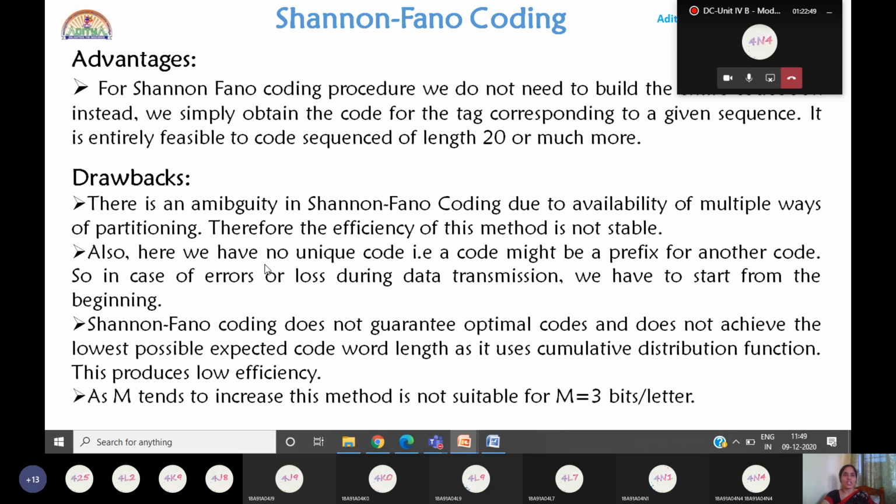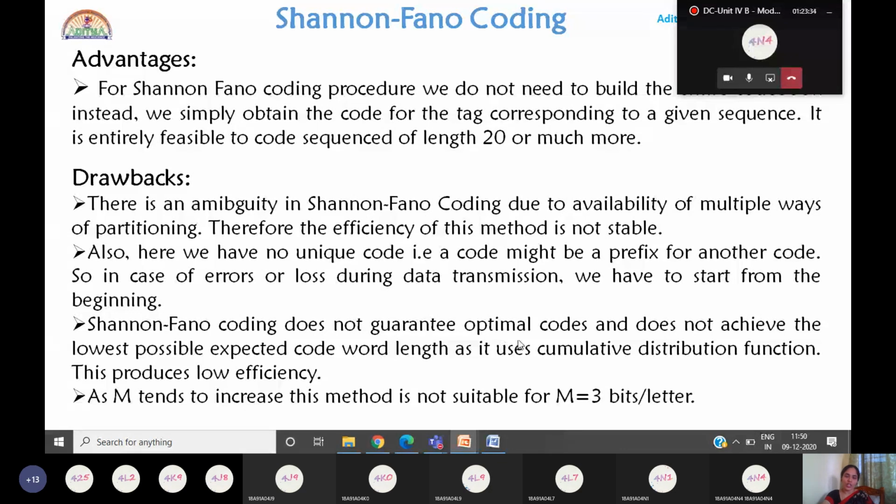So what is the drawback here? Here we don't have any unique code. That is, the same code word may be a prefix for 2 to 3 subsets. So in case of errors or any losses, we have to start from the beginning onwards. That is another drawback. And the third drawback is that the Shannon Fano coding method does not guarantee optimal codes and does not achieve the lowest possible expected code word length.